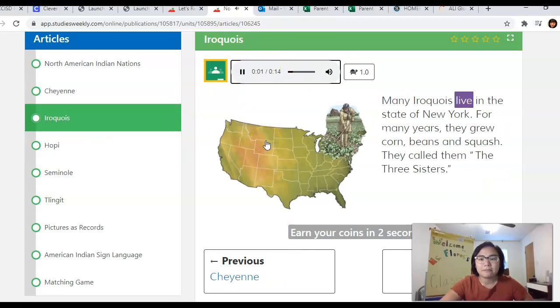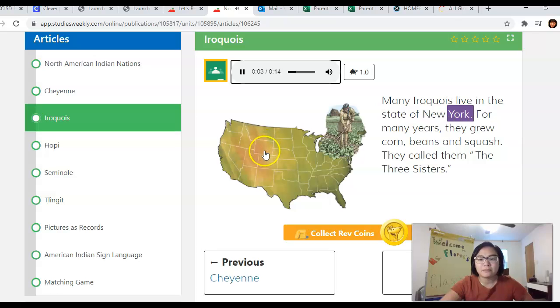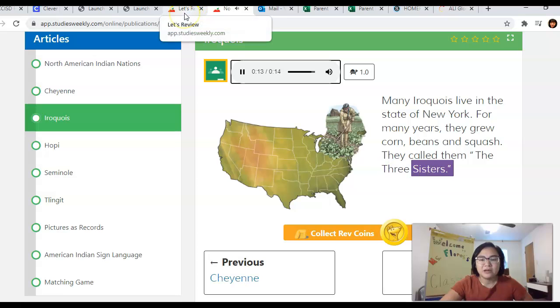Many Iroquois live in the state of New York. For many years, they grew corn, beans, and squash. They called them the Three Sisters.